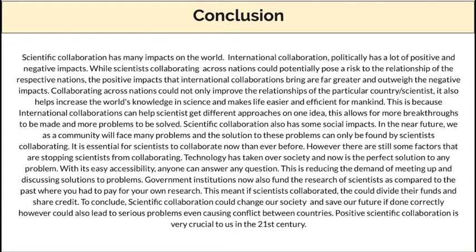Conclusion. Scientific collaborations have many impacts in the world. International collaboration between scientists has a lot of political impacts. They can be positive and negative. While scientists collaborating across nations could potentially pose a risk to the relationship of the respective nations, the positive impacts that international collaboration brings are far greater and outweigh the negative impacts. Collaborating across nations could not only improve the relationships of the particular country or scientist, it also helps increase the world's knowledge in science and makes life easier and more efficient for mankind. This is because international collaborations can help scientists get different approaches on one idea, and this will allow for more breakthroughs to be made and more problems to be solved.